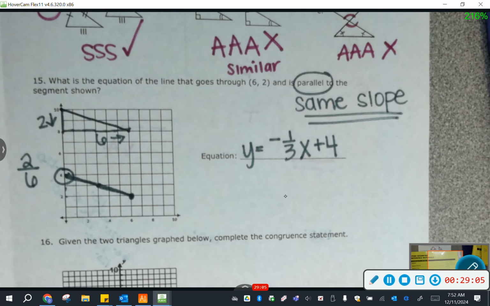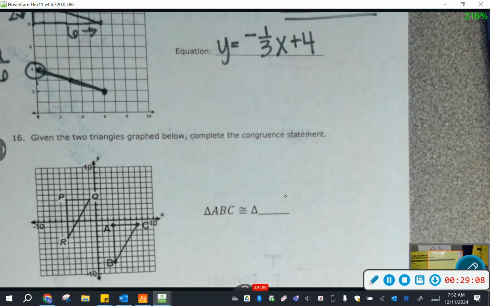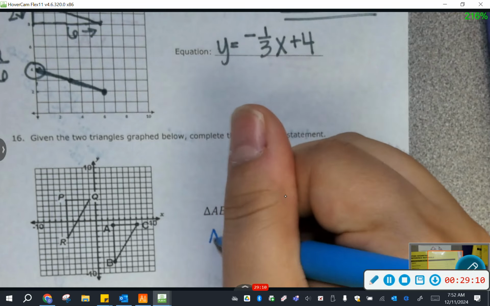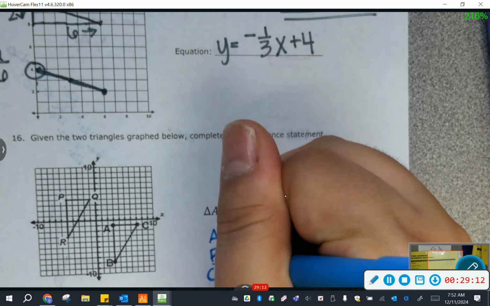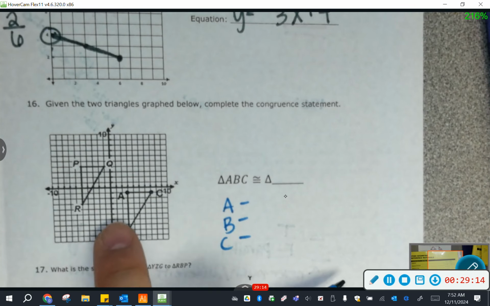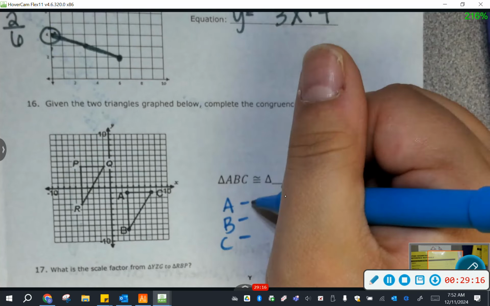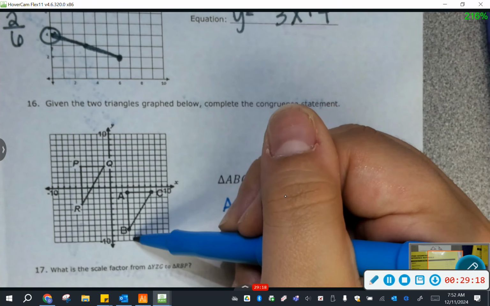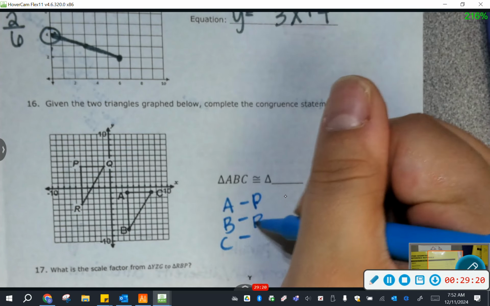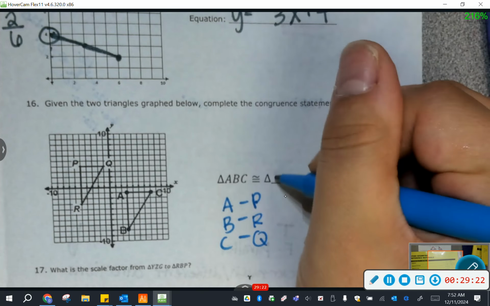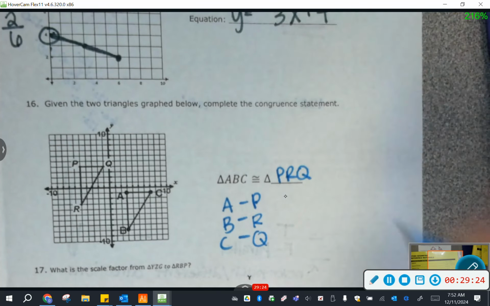Goes with AC. Look at the picture and make your chart. What goes with A? Goes with B. And what goes with C? So P, R, Q.